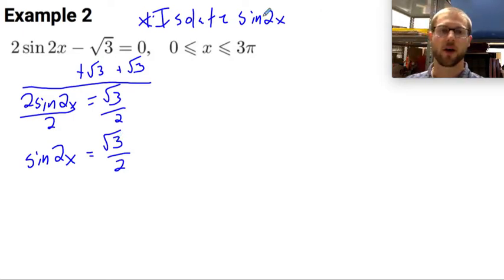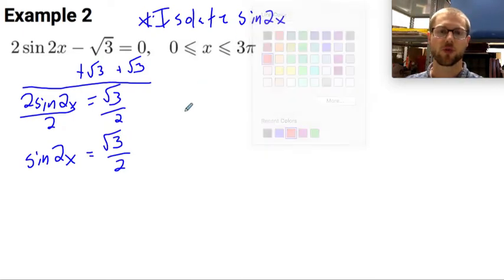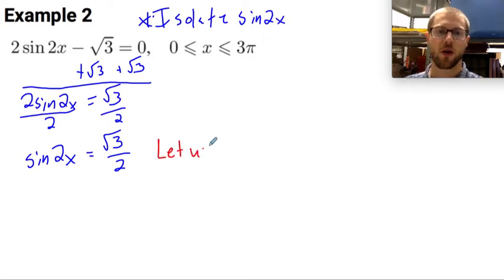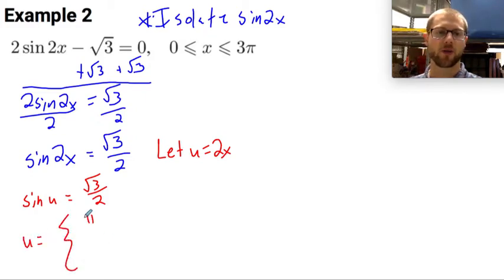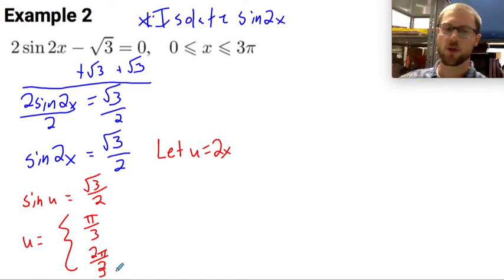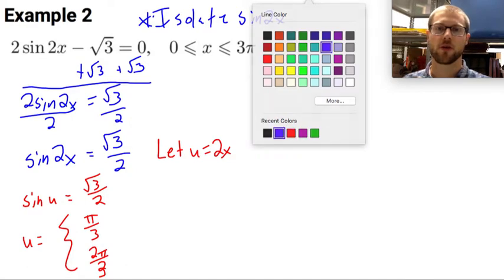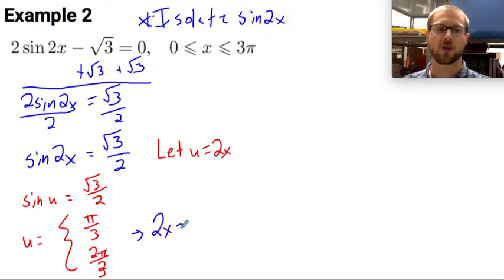And now I'm going to carry over and do what I had done before, and I'm going to use a u substitution. So I'm going to say let u equal 2x, and I'll continue: sine of u equals root 3 over 2, and if I know my unit circle, I know that u could equal either pi over 3 or 2 pi over 3. Okay, and next up I need to put my 2x back in, and I'm going to write this as 2x could equal pi over 3 or 2 pi over 3.